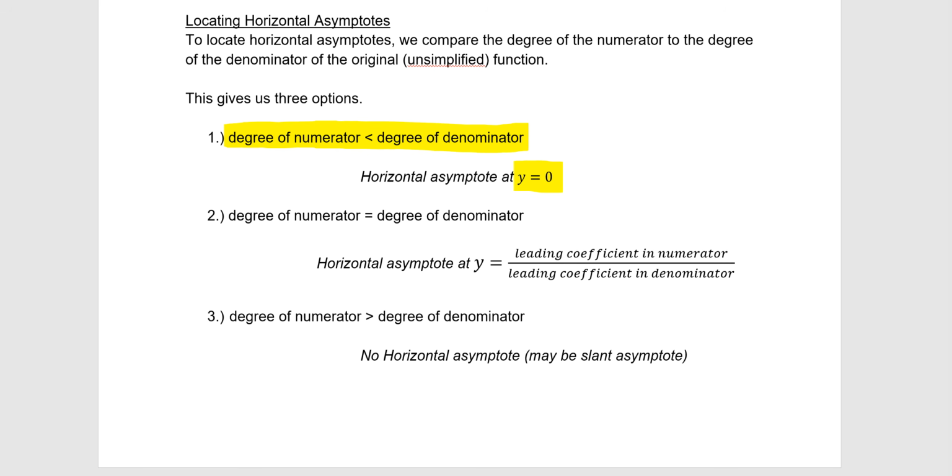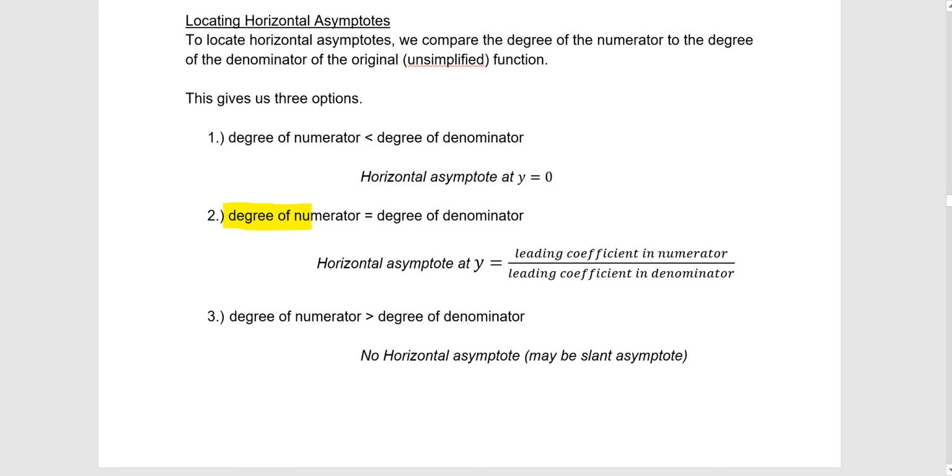Thinking about why this is, if the degree of the denominator is larger, as x goes to positive or negative infinity, the denominator is going to get larger a lot faster than the numerator. And a large denominator means the number as a whole is very small. So the number as a whole would be going to 0, so y equals 0 for a horizontal asymptote.